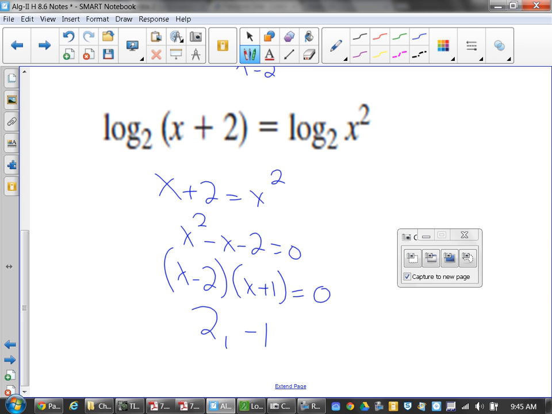Now this one shouldn't be that bad because you get log base 2 of 4 and log base 2 of 4. Log base 2 of 1 and log base 2 of 1. They both work. That's a good idea though. You want to double check your solution because sometimes you will get an extraneous solution. It takes a second to press a button.